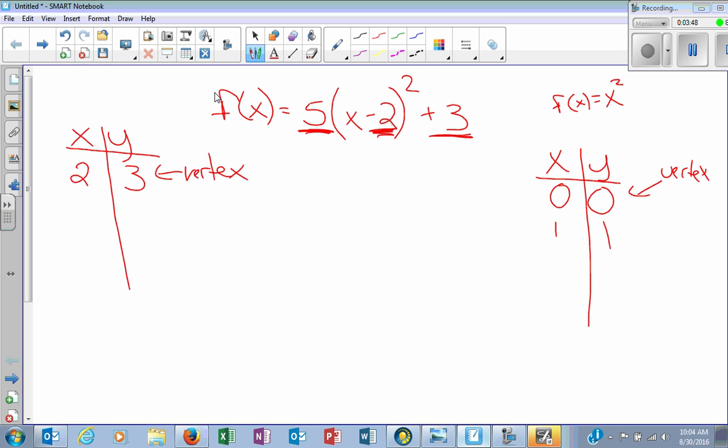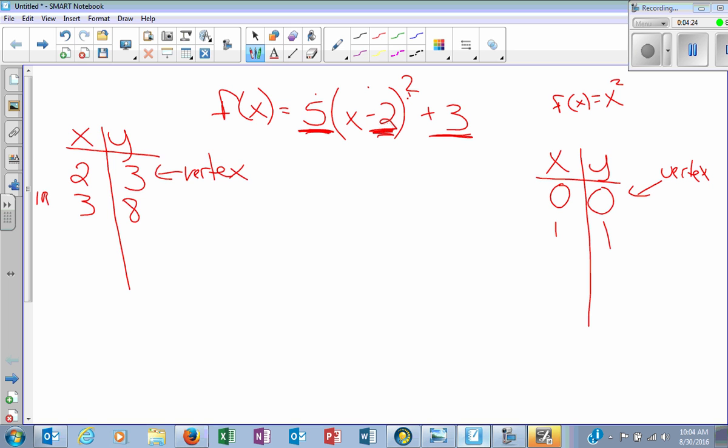What if I go to this one? Am I going to want to put 1 in here? I want to move 1 to the right. So how would I move 1 to the right if I was at 2? What would be my next x value that I'd try? Everybody understand, to go 1 to the right, I would go 3. Well, what happens if I plug that in? 3 minus 2 is 1. 1 squared is 1. 1 times 5 is 5, and 5 plus 3 is 8, but let's look at this.